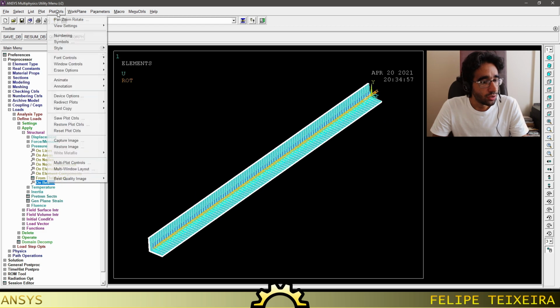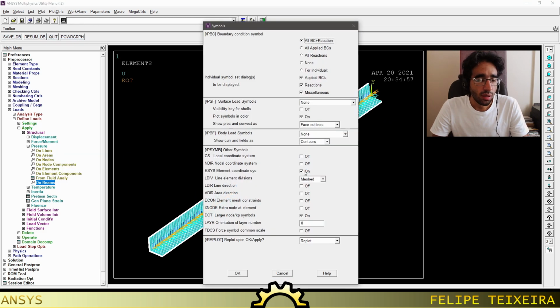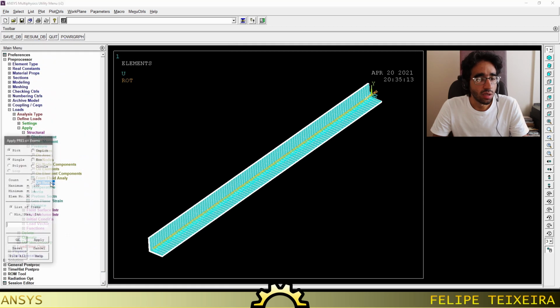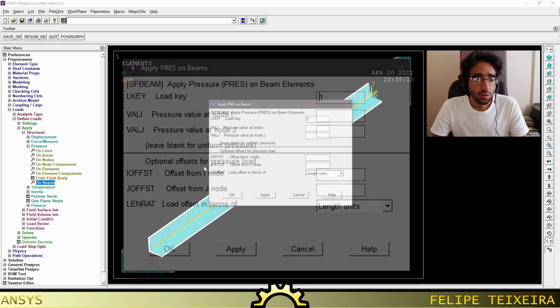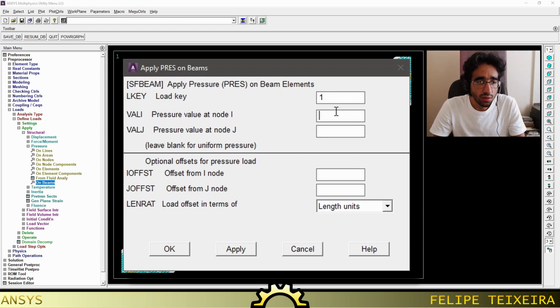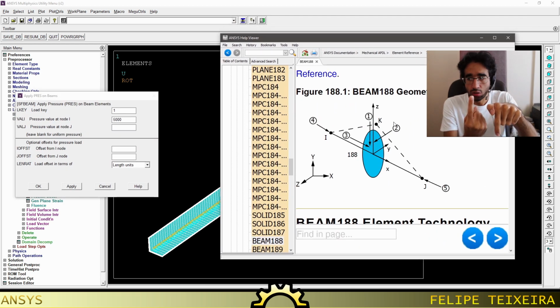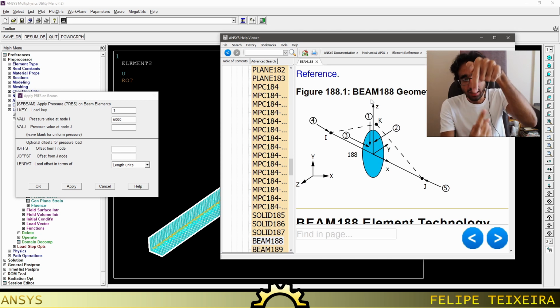So we go back to applying pressures on beams. I'm going to turn off display of the local axis because they kind of get in the way. And I'm going to go back to defining pressures on beams. Now we know that load key is number 1. And now we can set the pressure, which is 5,000. Notice also that this 5,000 should be positive because the load should be pointing downwards along negative y. And our z-axis points upwards towards positive y. But our load key points towards the negative local z-axis. So a positive load key applies a load against the local z-axis. And that's what we want. And then I click OK.